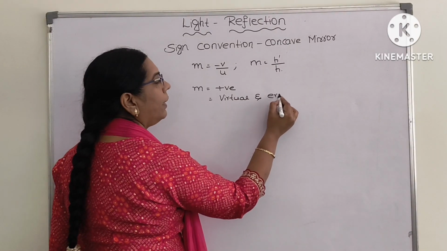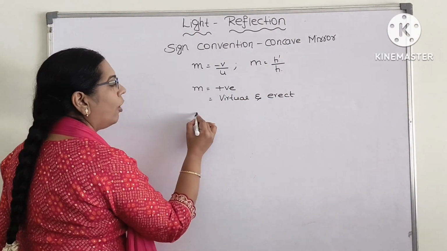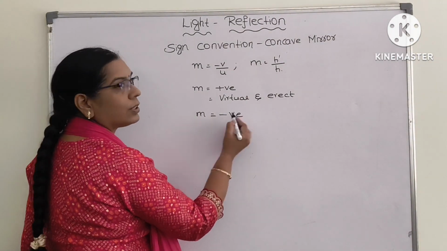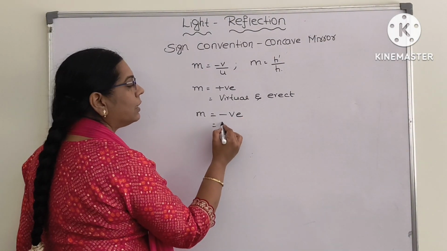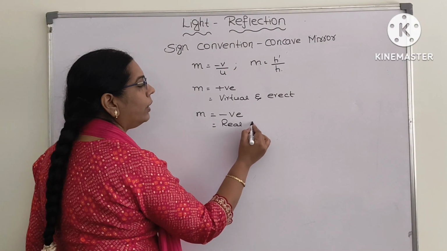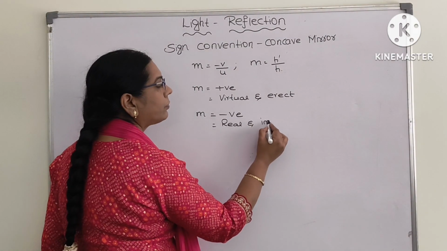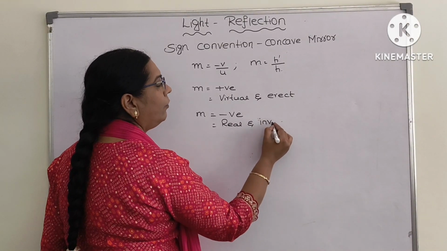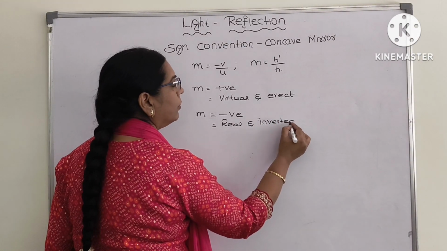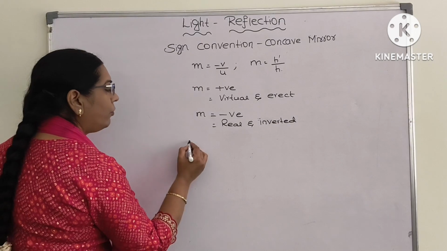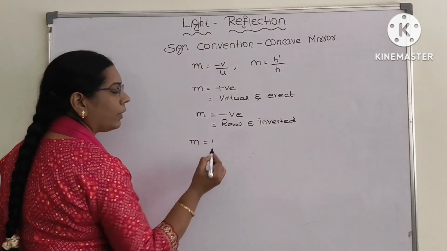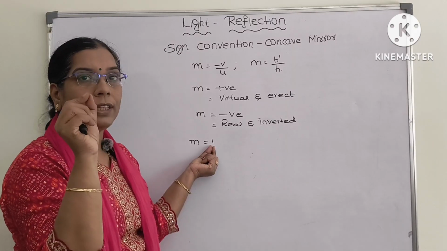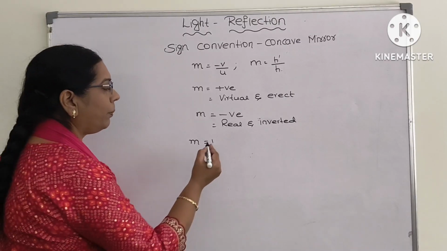When after solving you get a negative sign for magnification, it means it is a real and inverted image. And also, if m is equal to 1 on solving, if you get the number to be 1, what does it mean?